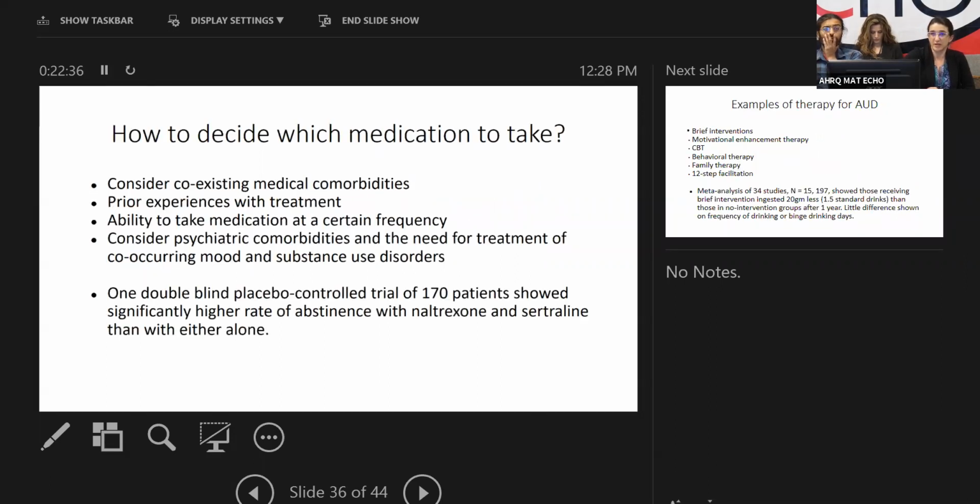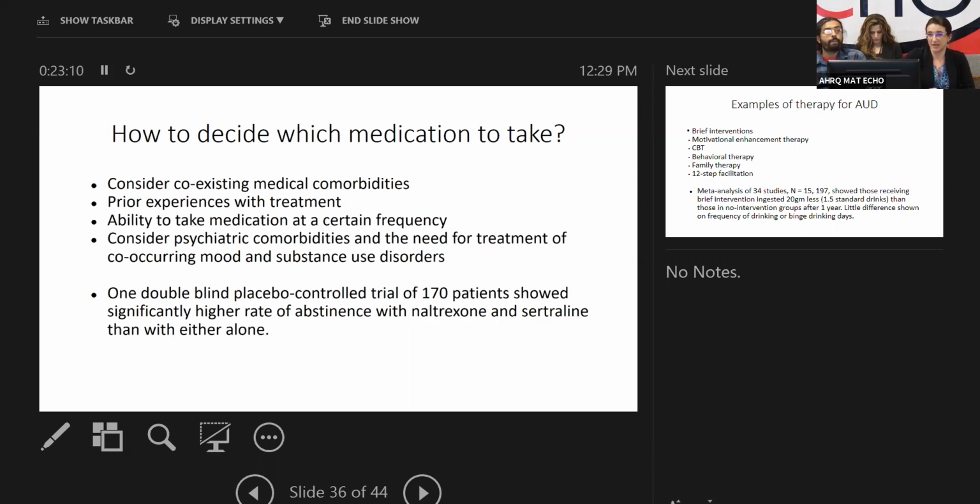So how to decide which medication to take? Again, for our patient, really any patient that is coming in seeking your help, we want to consider coexisting medical comorbidities. What were their prior experiences with treatment? What's their ability to take medication at certain frequencies? For instance, injectable, long-acting naltrexone may be preferable for some folks. And consider their psychiatric comorbidities, because oftentimes if we're not treating their depression and we're just treating the alcohol use disorder, it may not have as good of an outcome.